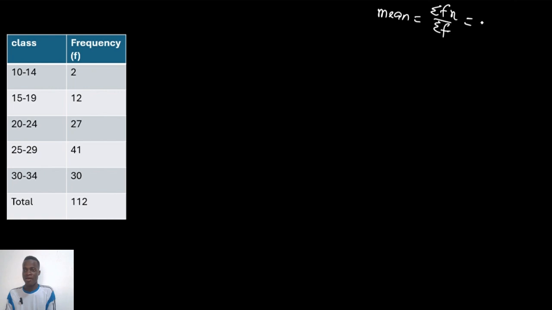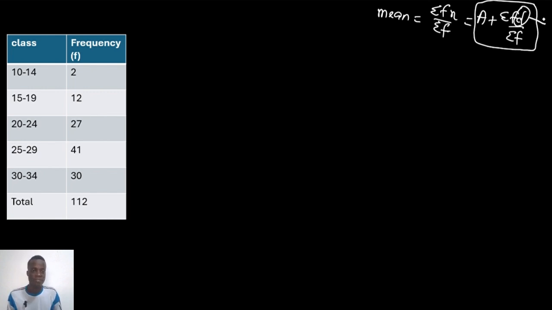But for data type 3, we rather have the assumed mean plus sigma fd over sigma f. We explained that in the previous video for data type 3. So we need to find the assumed mean and the sigma fd, and our d is just our deviation from the selected mean. Some questions will give you the assumed mean at the start, but mostly when they don't, we have a way of doing that, which is the step that we are going to follow. If the assumed mean is given to you already, you are free to go. Now let's continue.